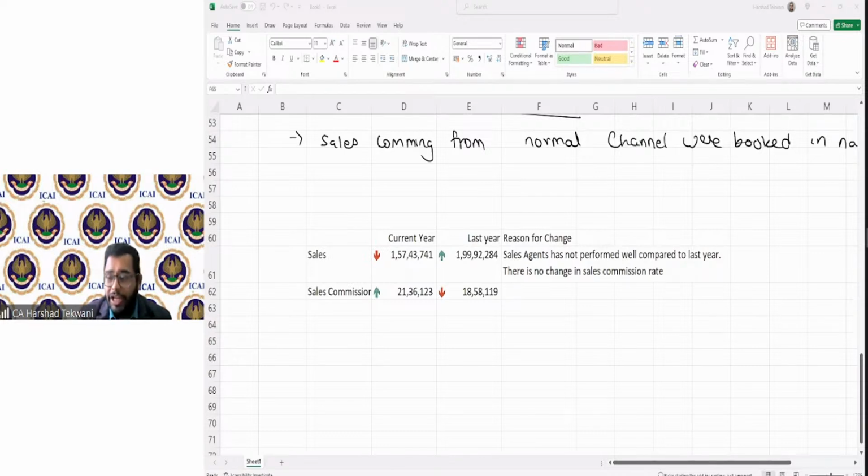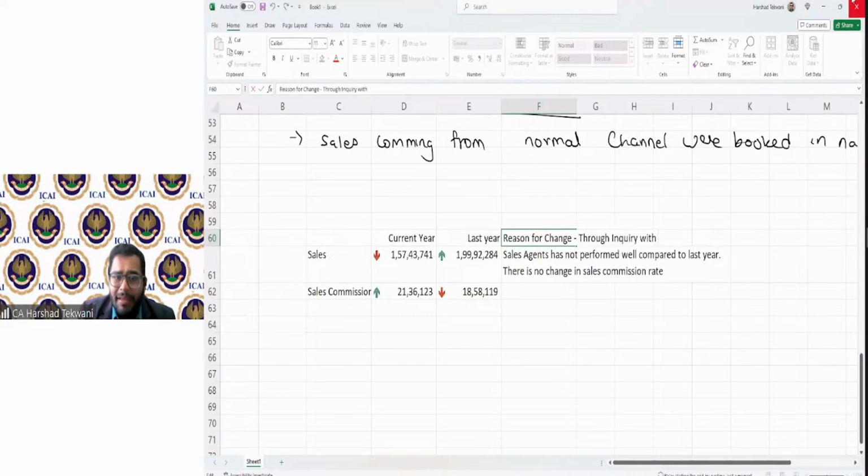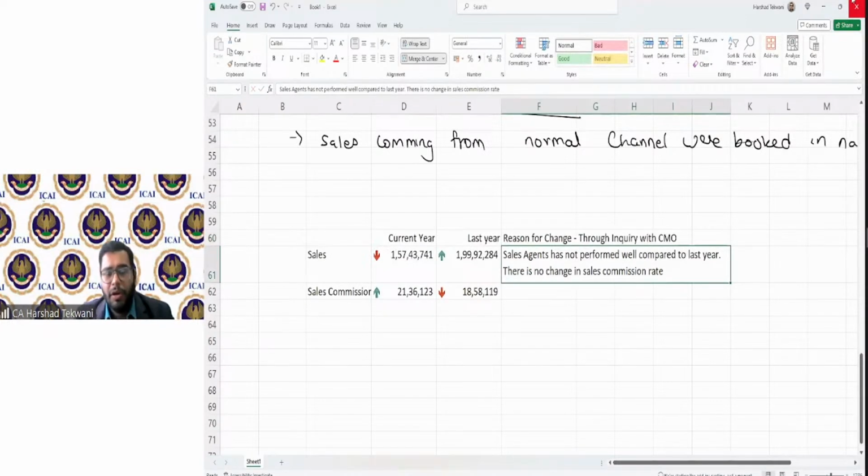Now the reason for the change is something you got through inquiry from management. When I say management, I mean you did an inquiry with the Chief Marketing Officer, and the Chief Marketing Officer provided you this information: the sales agents have not performed well this year, there is no change in the commission rate, and that's why there is an impact on the sales we can see.